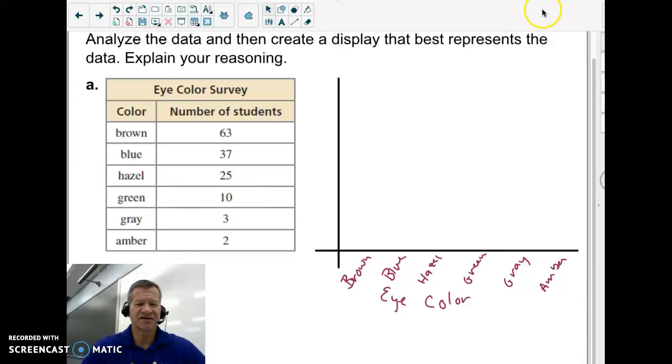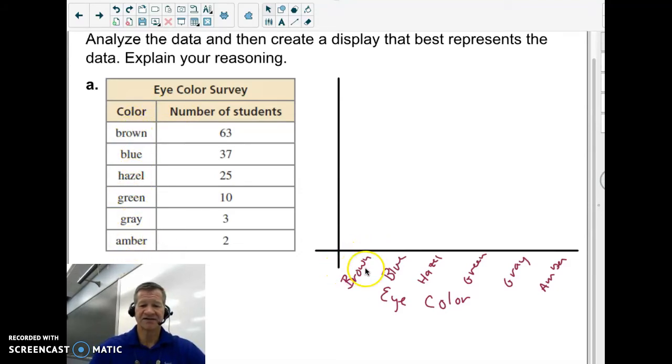All right, example 2 in section 7.5 is going to take a little time here. What we're going to do is analyze data to create displays and decide what kind of display would be best representative of the data. Well, in this first one, we have an eye color survey. So on the left here, we have eye color, and this is quantitative data or categorical data. These are just colors, brown, blue, hazel.